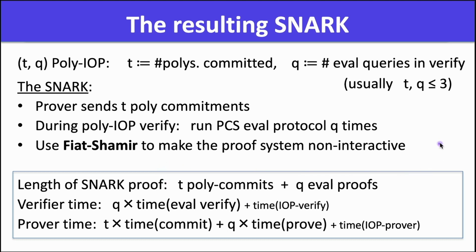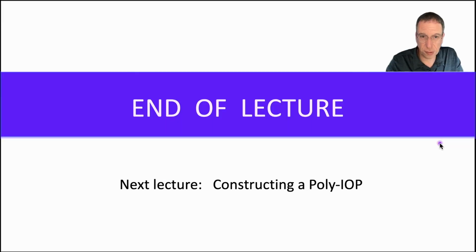So now the only thing left to do is basically to construct a polynomial IOP, and that's exactly what we're going to do in the next section. So by the end of the next segment, you'll see how these polynomial IOPs work, and then combining a polynomial IOP with a polynomial commitment scheme like KZG will give us a SNARK.